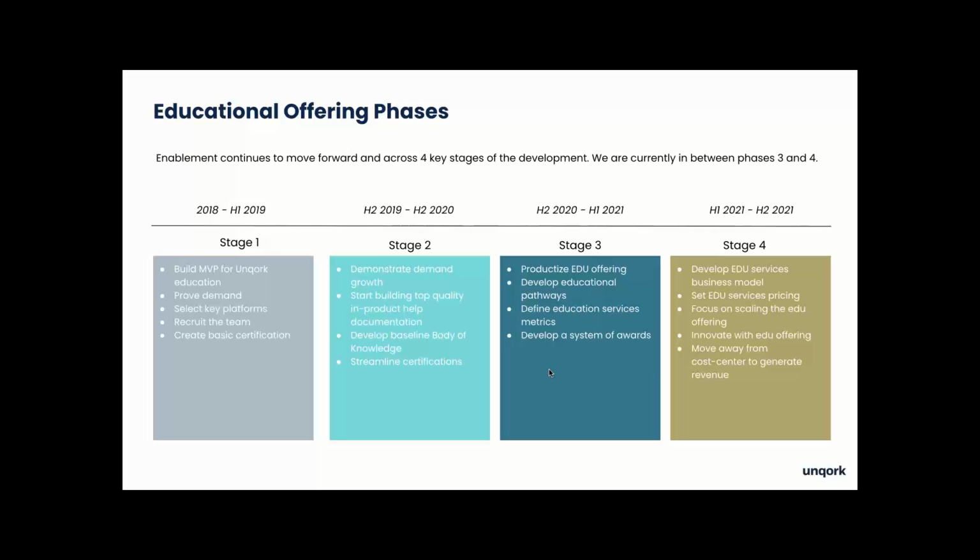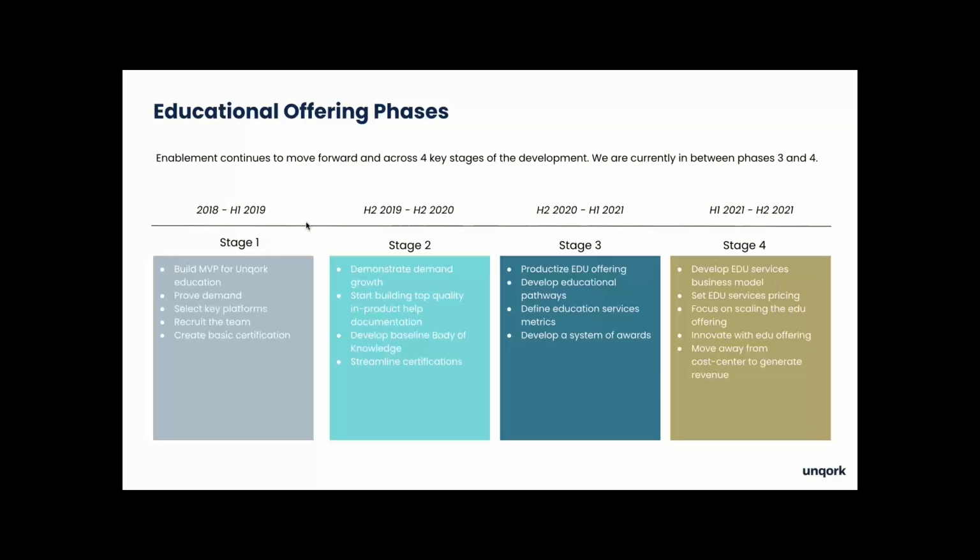So let's talk a little bit about the 4 stages. Basically, as enablement or educational services continue to move forward, it moves across 4 different stages of development. We're currently somewhere between stage number 3 and number 4, and my big goal for 2021 is to really nail down stage number 4. But let's talk a little bit about what each and every one of them means.